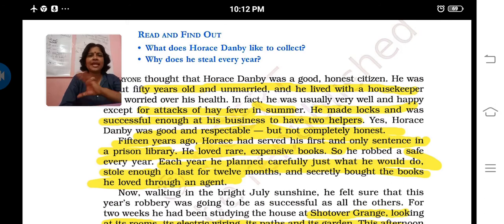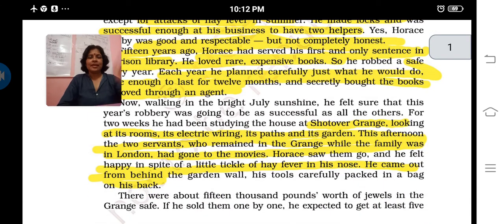He stole enough for the whole 1 year. And with that money, he used to get his books from the book agent. Did you understand? So this was his earning. This was the way he used to earn for himself and satisfy his passion, his love. What was his love? To read expensive, rare, unique books. That was his passion. That was his hobby. And so he targeted Shotover Grange now.